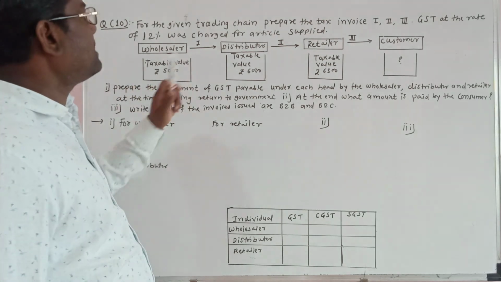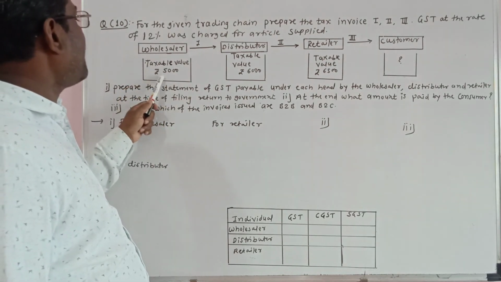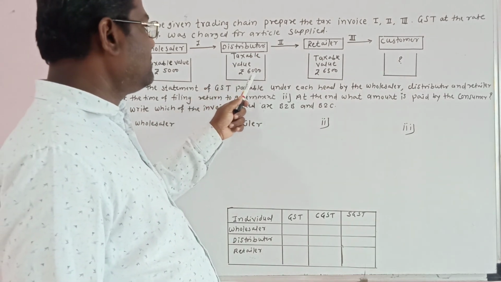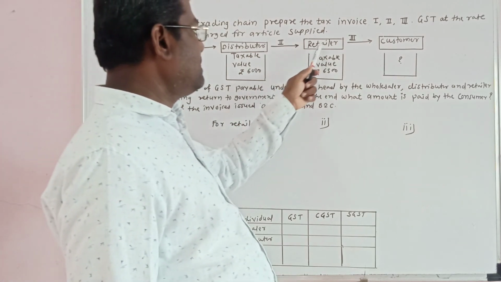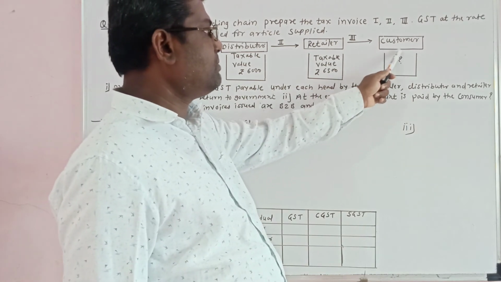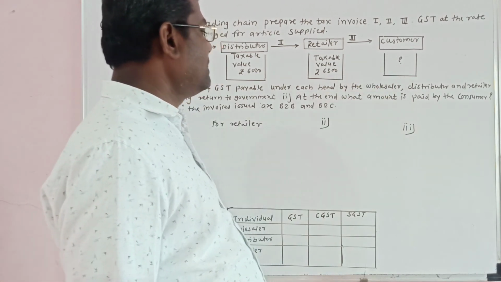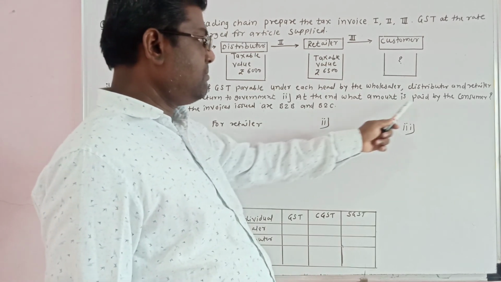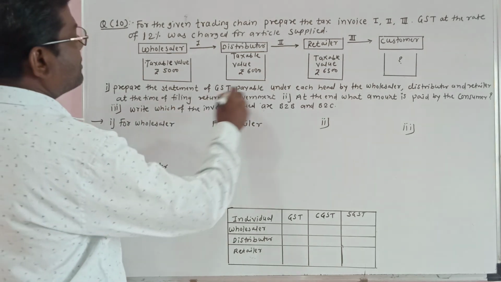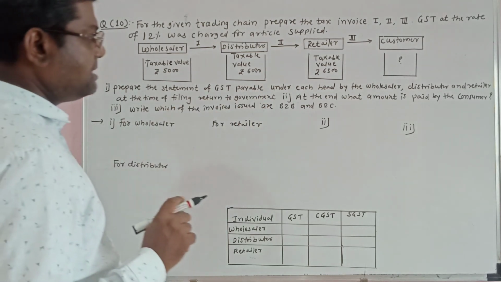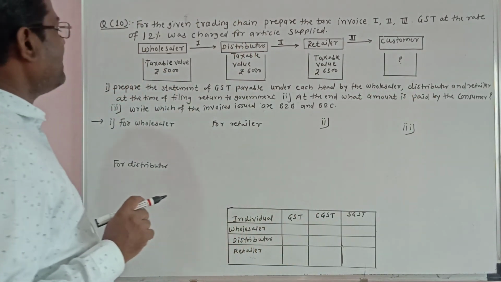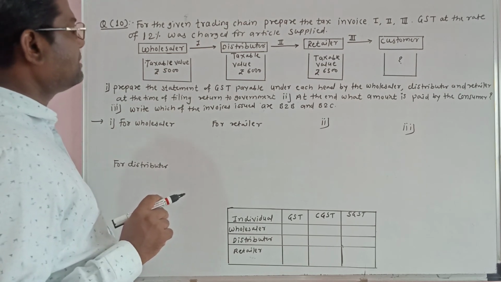In this trading chain, the wholesaler has a taxable value of rupees 5,000. The distributor's taxable value is rupees 6,000. The retailer has a taxable value of rupees 6,500, and we have to find the amount paid by the customer at the end. And number 1, prepare the statement of GST payable under each head by the wholesaler, distributor and retailer at the time of filing return to the government.